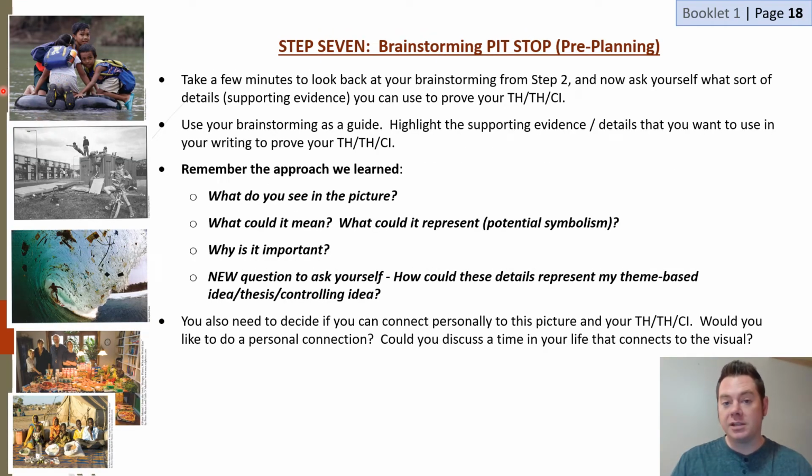Now, step 7, stop. You want to do a brainstorming pit stop for your pre-planning here. So take a few minutes to look back at your brainstorming from step 2 and ask yourself what sort of details, this will be supporting evidence, you can use to prove your theme, thesis, controlling idea. So use your brainstorming as a guide. Highlight the supporting evidence or the details that you want to use in your writing to prove your argument.